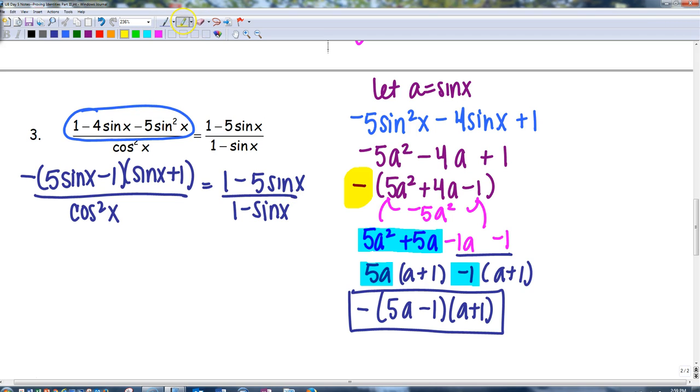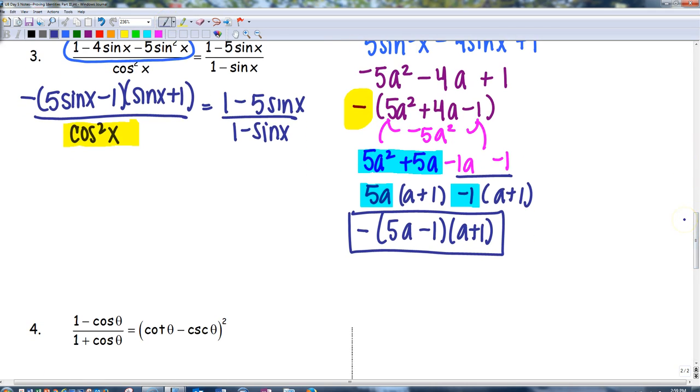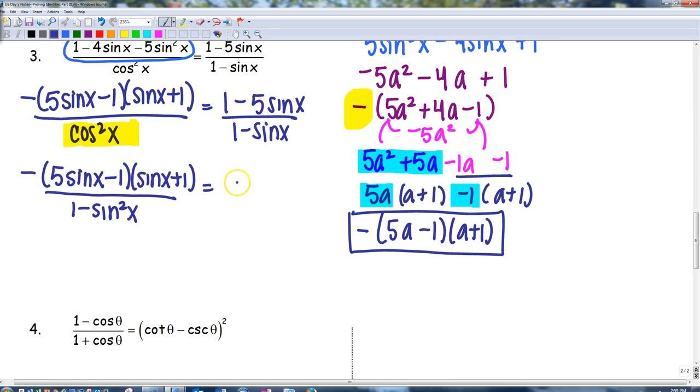Okay, so I think a lot of people are already seeing what we're going to do next here, because as we do this more, you're just going to start seeing the patterns that are occurring. So cosine squared x we will rewrite as 1 minus sine squared x. And then we can factor 1 minus sine squared x, and we will see some cancellation occur with the sine of x plus 1.